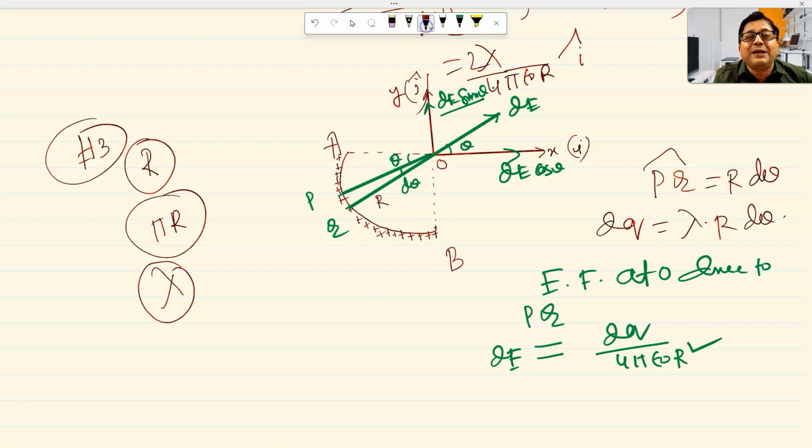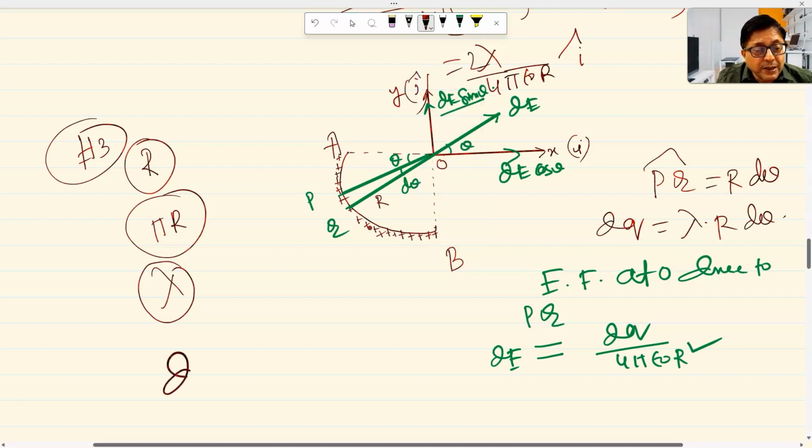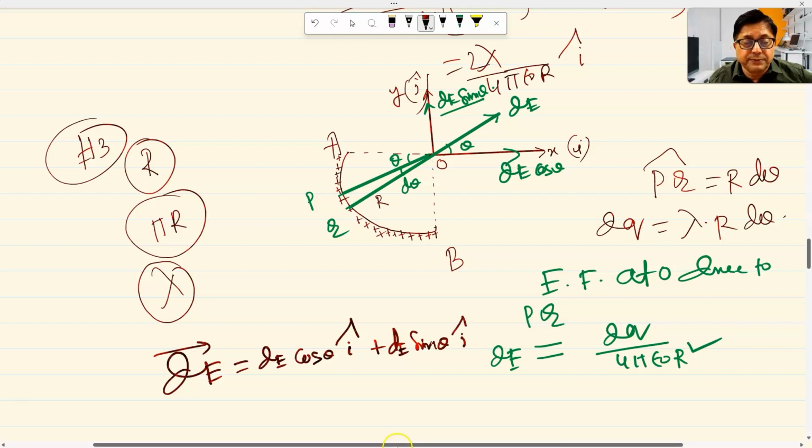We want to write it in vector form. But how to write in vector form here? dE vector I am writing now. dE vector is what? dE, what is the angle with x axis? Cos theta i cap plus dE sin theta into j cap. dE sin theta this way, it will be j cap. Alright.